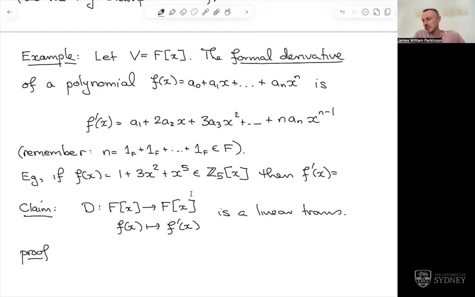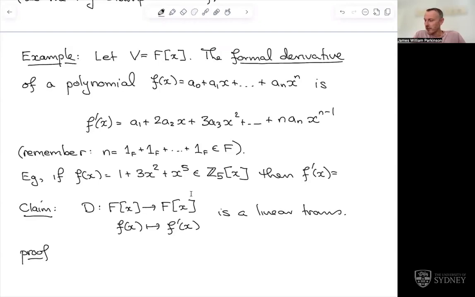And I've got these things 1, 2, 3, 4, up to n appearing there. What do they really mean? Because I'm working in a field that's maybe not the real numbers, so they're not really the n from the real numbers. What n means there is 1 plus 1 plus 1 plus 1, n times, in the field F. We discussed that, I think, back in week 1.